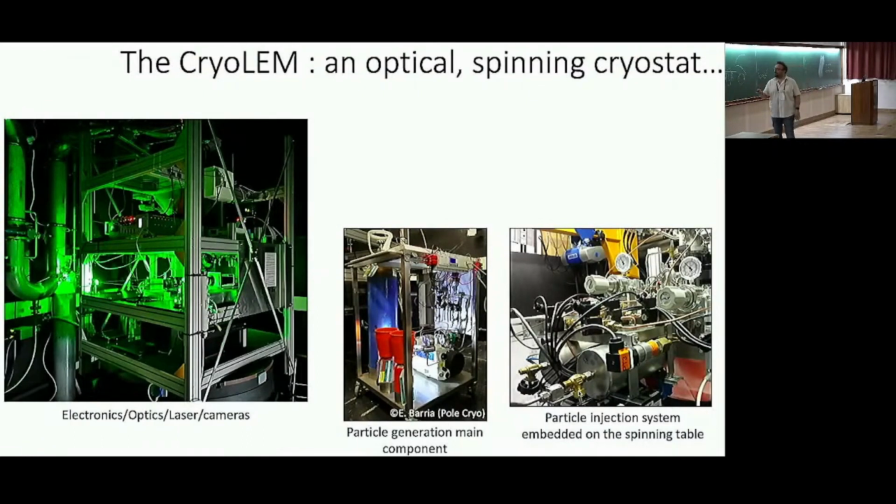The optics are relatively standard. But then you also need to generate your particles. And this is where some of the secrets of making a successful experiment are. This is done with both of these parts, one which is in the lab and one which is embedded on the spinning table.